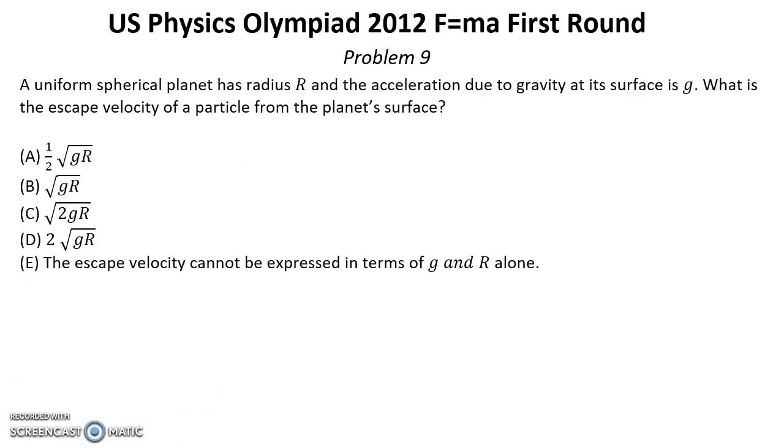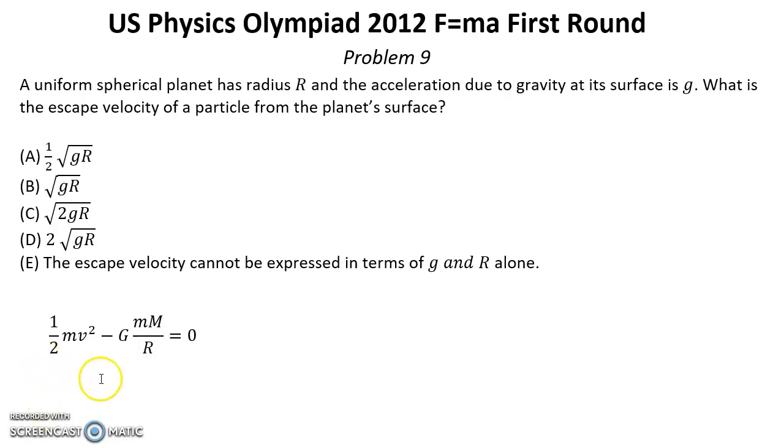Problem number 9. A uniform spherical planet has radius r and the acceleration due to gravity at its surface is g. What is the escape velocity of a particle from the planet's surface? Solution. Escape velocity at some particular point means that the total energy of this satellite is 0. Let's write this expression for total energy.